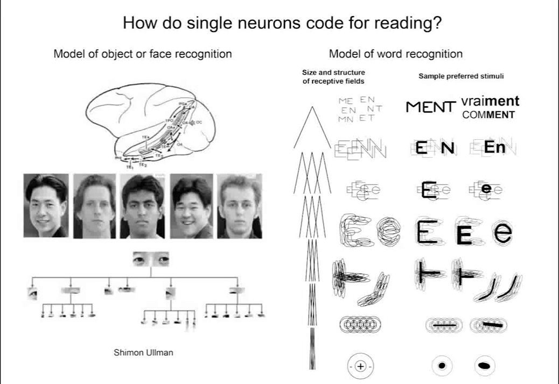So how can we understand how reading works in this area? This is a very simple model that we've proposed already some 9 years ago. The argument is that recognizing a word is quite similar to recognizing a face. In the case of face recognition, we begin to understand that there is a hierarchy of successive neurons.